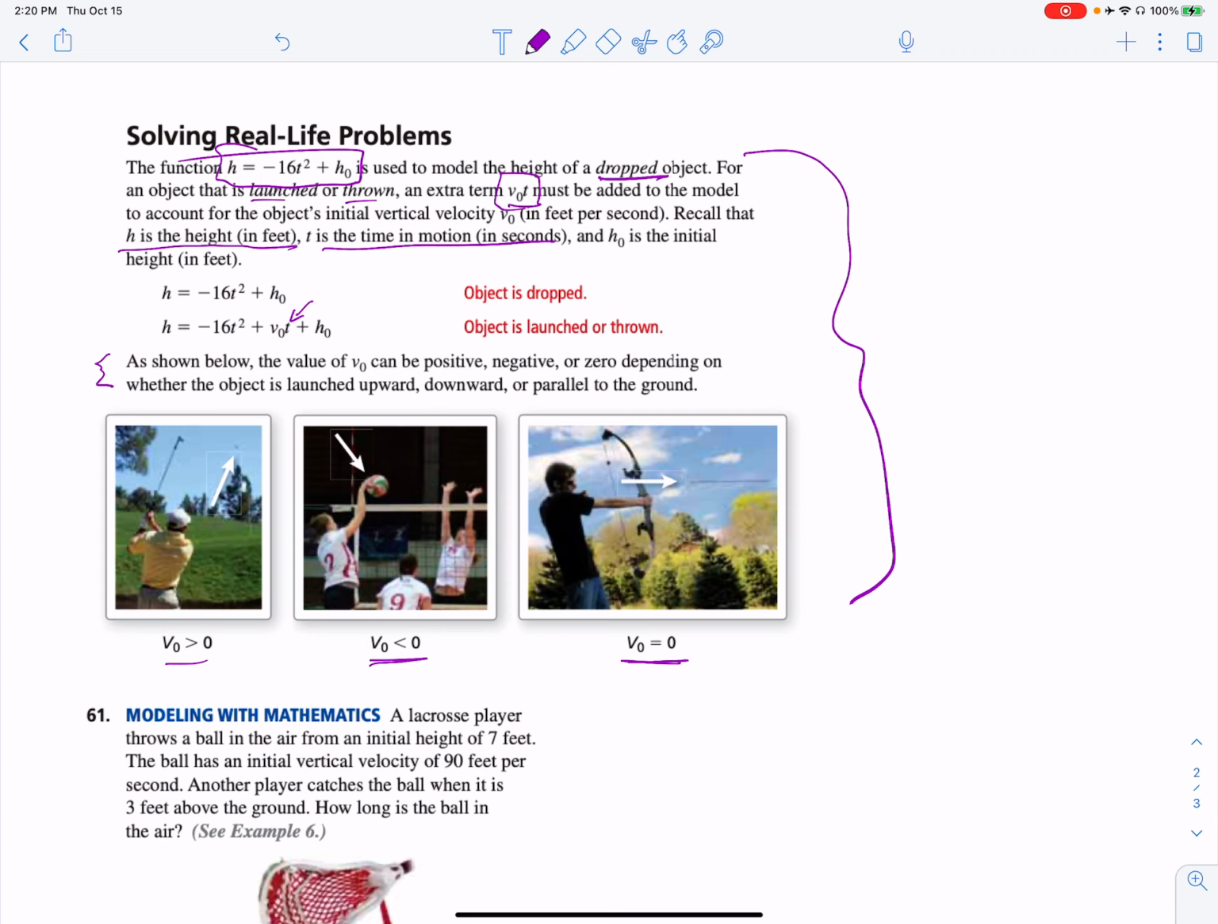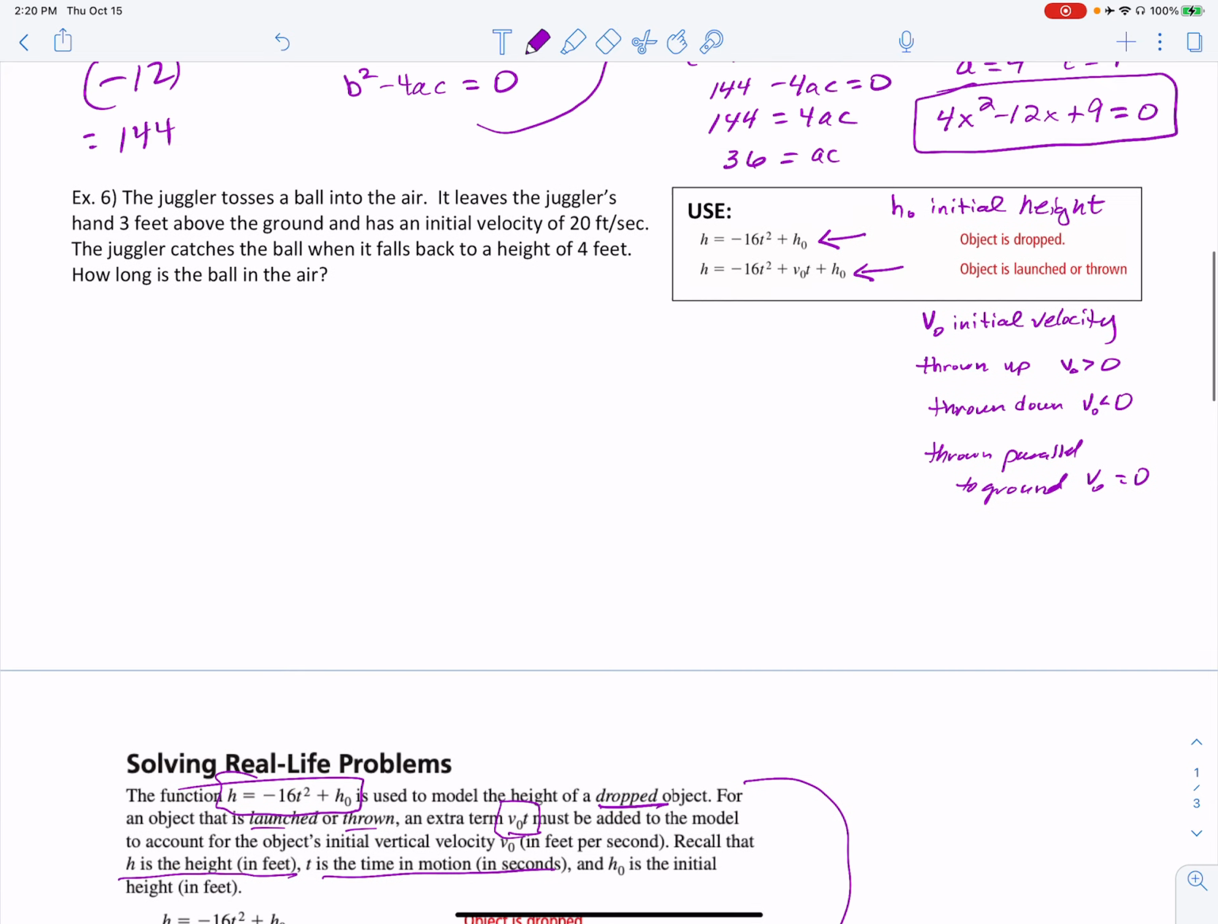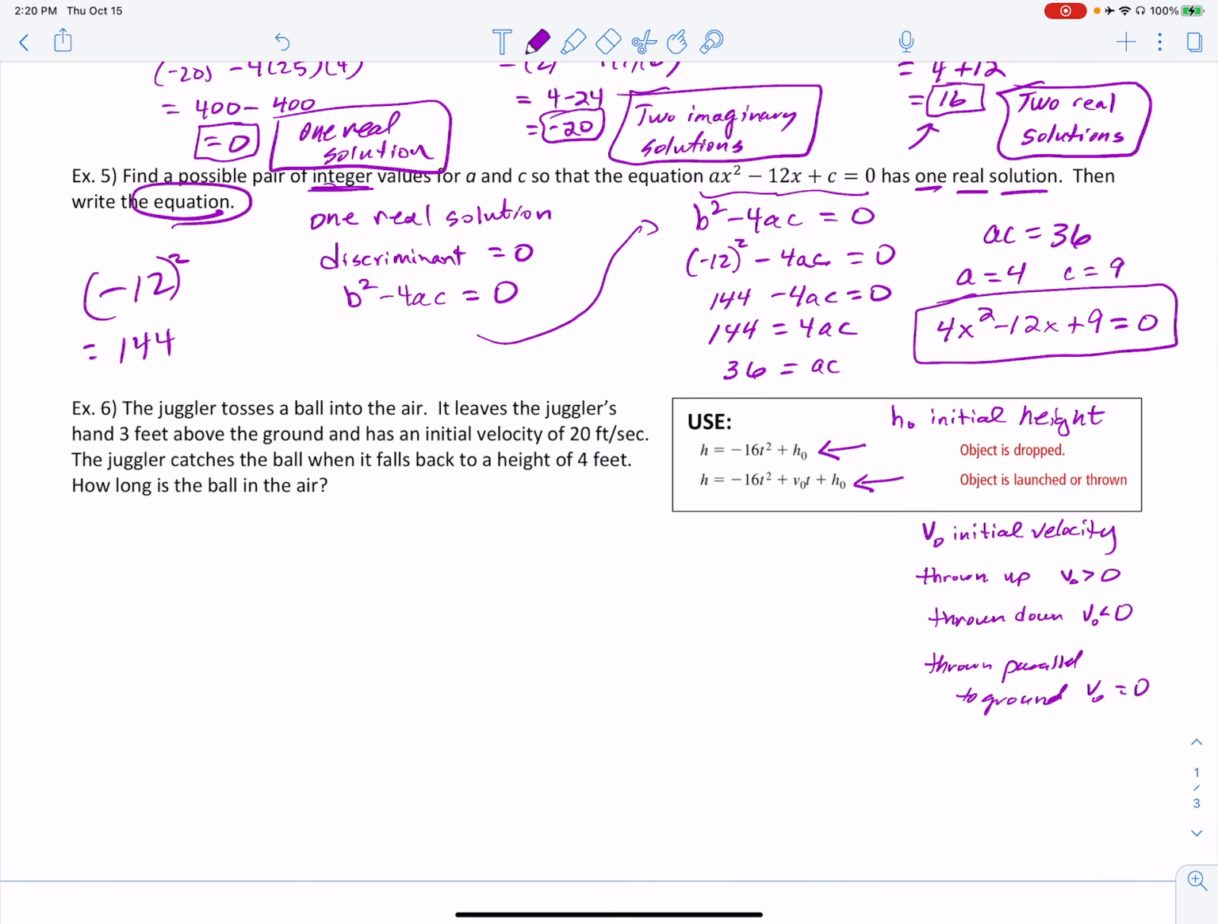So you need to keep that in mind because you're going to have to choose the correct sign for your initial velocity. So let's look at the example. So the juggler tosses a ball into the air. So he's tossing into the air. It leaves the juggler's hand at 3 feet above the ground. That's your initial height. It's in feet, and that's your initial height. And then it gives an initial velocity of 20 feet per second. Should it be positive or negative? Well, it's tossing it into the air, so that means the juggler's tossing it up into the air. And so velocity should be positive.